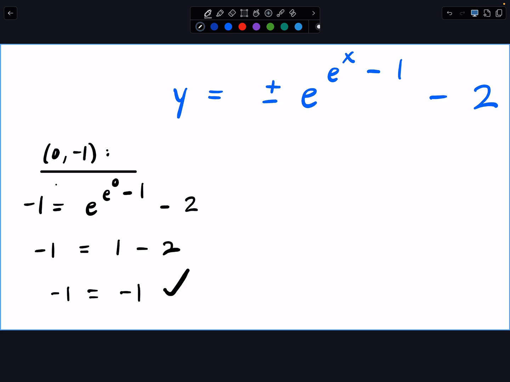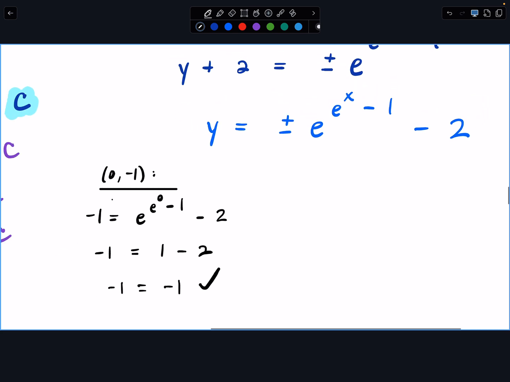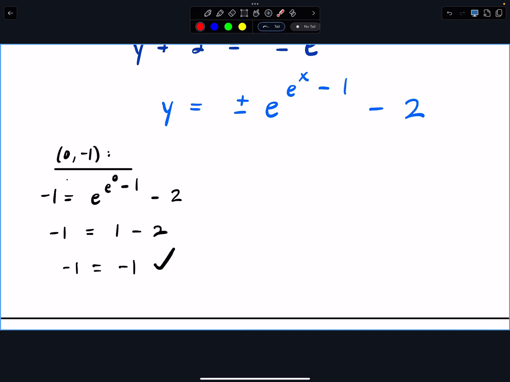So which one is it? The positive or the negative? And by positive or negative, I mean this. Which one was this? Positive, okay? So I don't even need to check the negative one because we just showed that the positive one worked. So that means y is equal to e raised to the e to the x minus 1 minus 2.